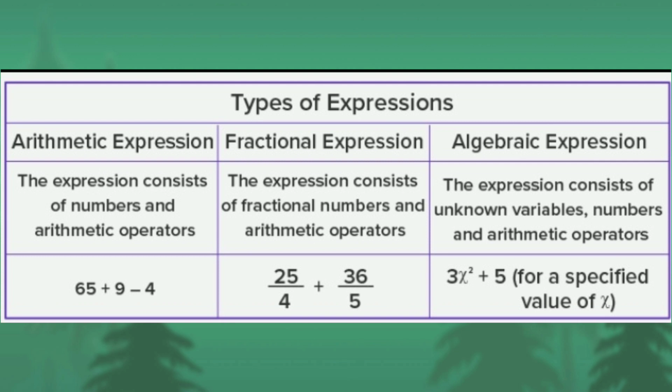Third, algebraic expression. The expression consists of unknown variables, numbers, and arithmetic operators. For example, 3x square plus 5. These three definitions in short: arithmetic expression means only use numbers with mathematical operation. Second, fractional expression means use fractional numbers with mathematical operation. And in algebraic expression, we can use variables and numbers with mathematical operation. The variables are specified in number.